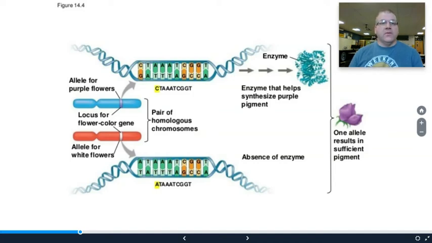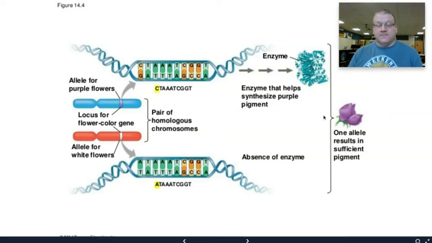So if you see here, what we have now is our chromosomes, the gene locus. Okay, so the gene for purple flowers has a segment of DNA that produces a functional enzyme that helps to synthesize a purple pigment. Therefore, this piece of DNA is expressed through RNA, producing a protein. That protein produces a purple pigment. Okay? And only one allele is necessary to do that.